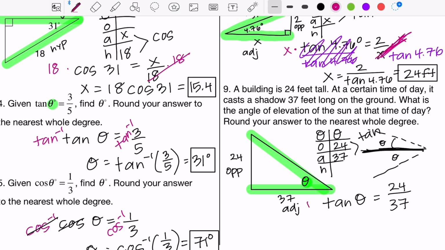Solving for an angle, so we need to use inverse to get rid of the tangent in front. Those cancel out, and I just have theta equals tangent inverse of 24/37. So that equals 33 degrees.